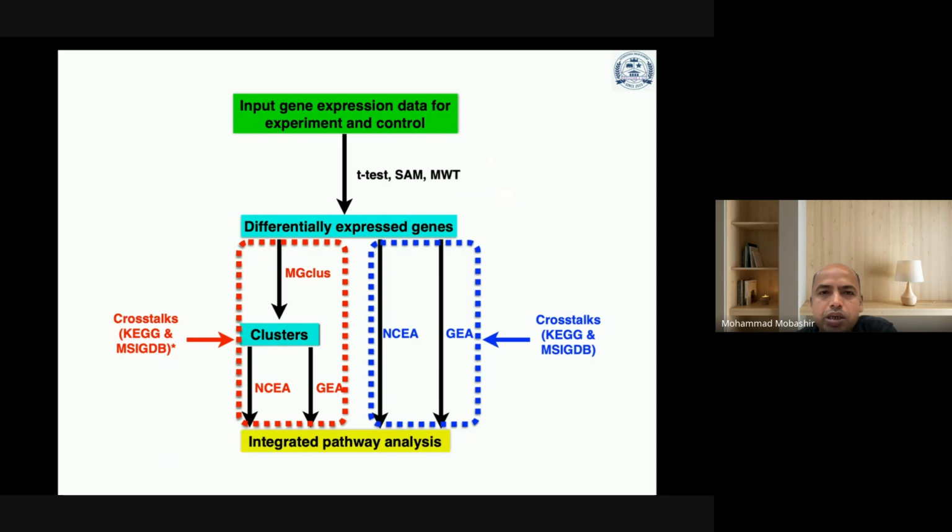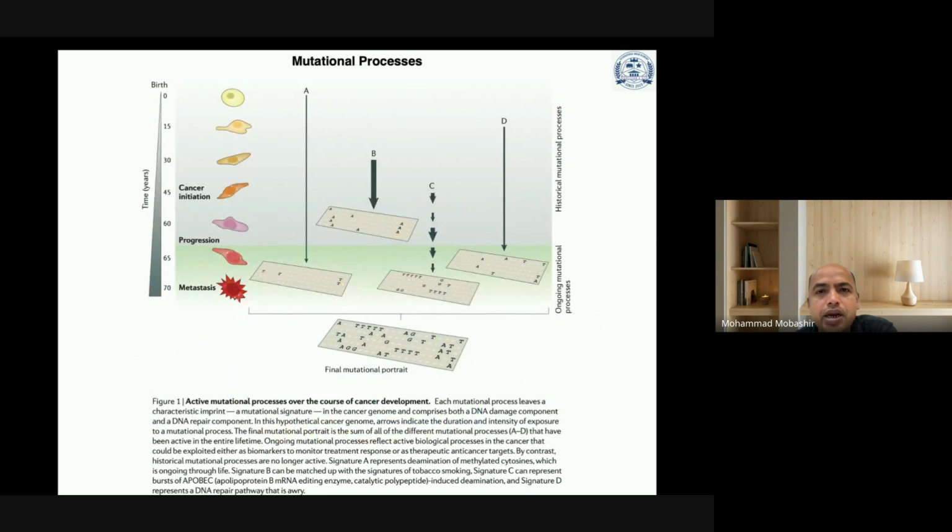For example, gene expression data analysis, differentially expressed genes analysis, then clustering to identify different clusters of cells and genes, and then go for pathway analysis, and finally try to also understand the pathway interaction or pathway crosstalks. Then there are many more applications which you could do by using these two techniques, including spatial transcriptomics. For example, mutational processes, identify the mutational signatures, and these things have been described in detail in Nature Reviews Genetics.